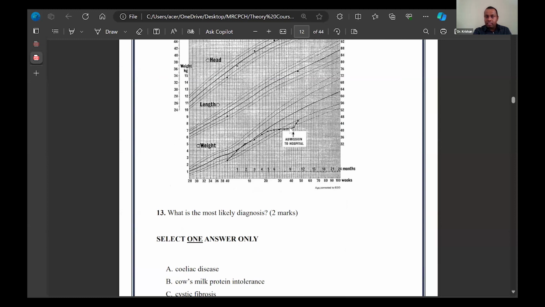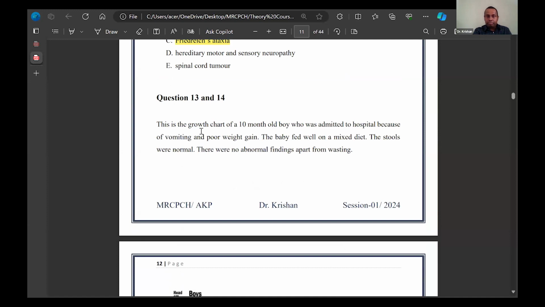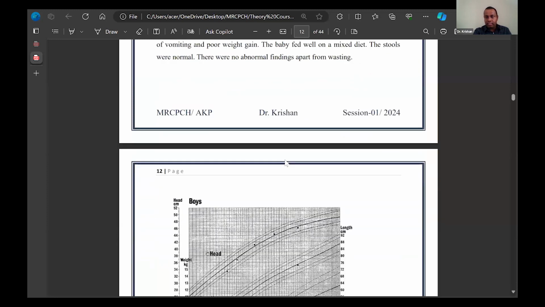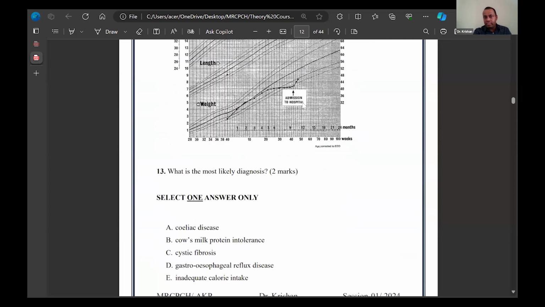After admission, the growth is improving. What have we done after admission? Hospitalized because of vomiting and poor weight gain. Baby fed well on a mixed diet. So this probably is after admission. The stools were normal. There were no abnormal findings apart from wasting. Now after admission, what is happening is the baby is nicely gaining weight.